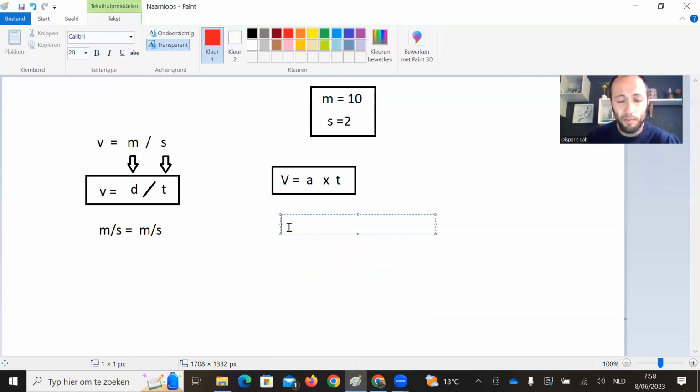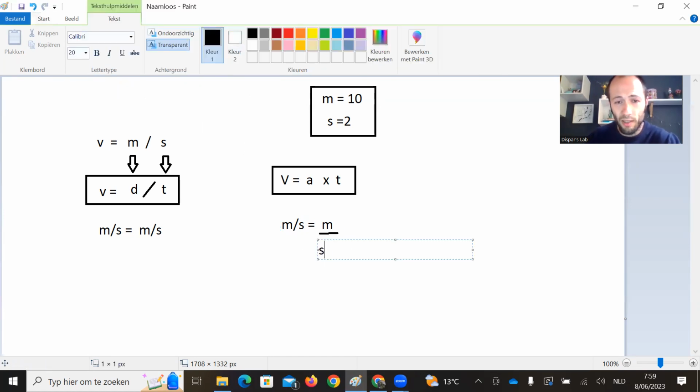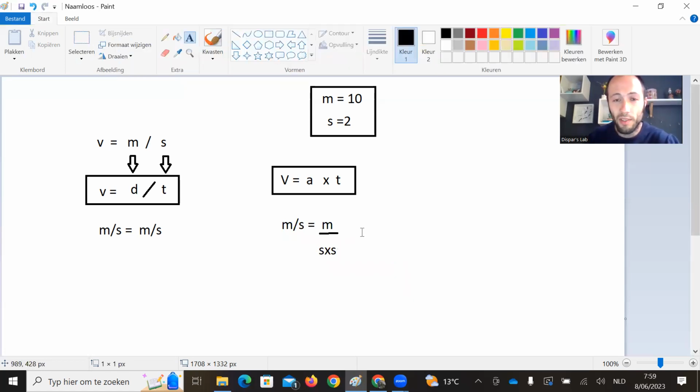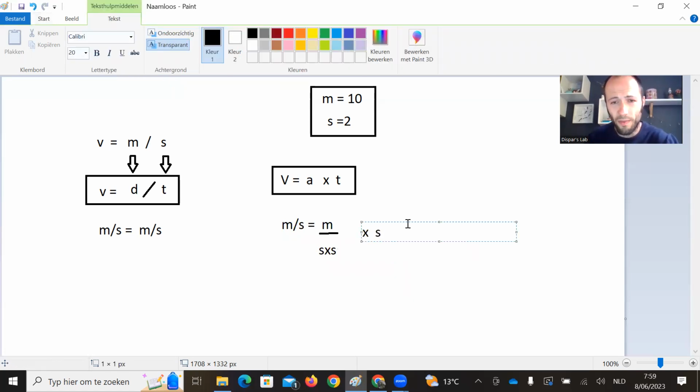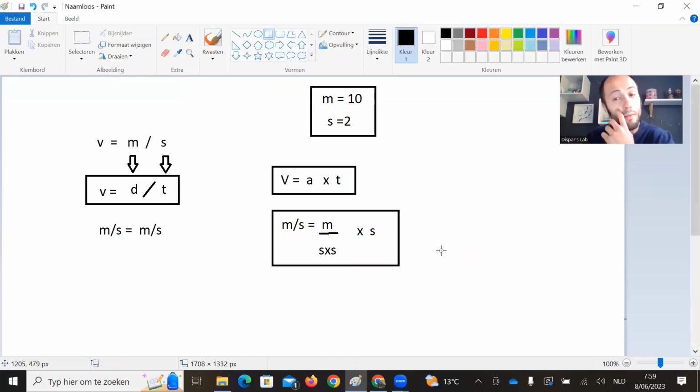So we have, again, meters per second. Velocity is meters per second times acceleration, meters per second squared, which means times itself, seconds times seconds. So meters per second times second squared, times itself, times seconds again. Okay, let's replace them with the numbers again.